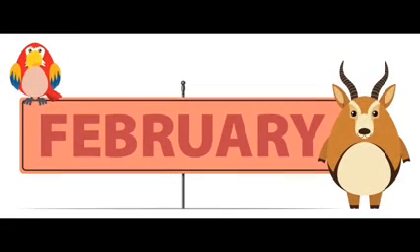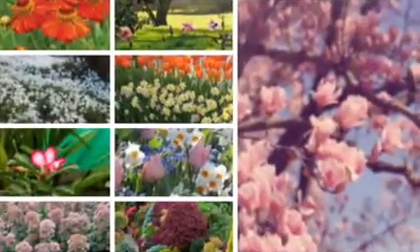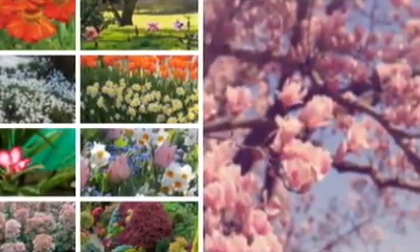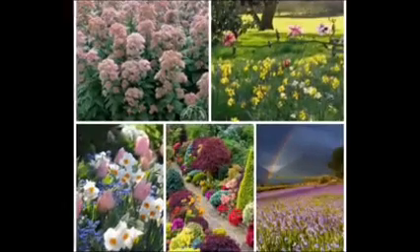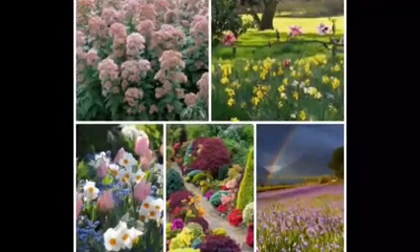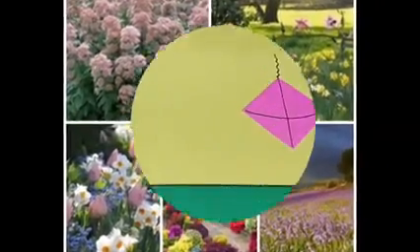February is the shortest month of the year. In mid-February, spring season starts. It is the most pleasant season. Plants bear new leaves and flowers. So for February month calendar, we will draw a tree.